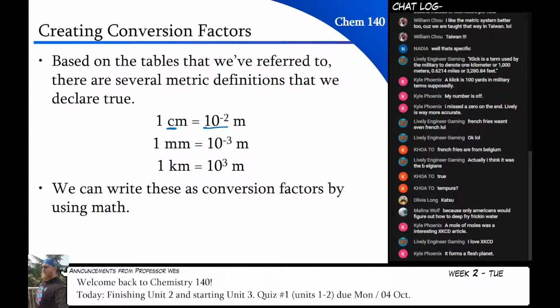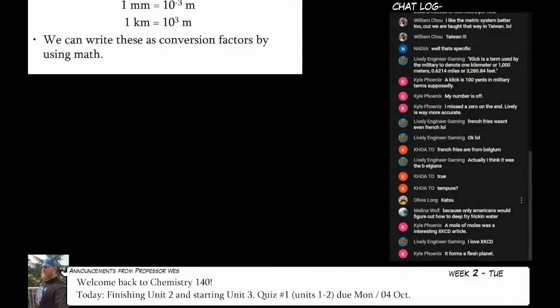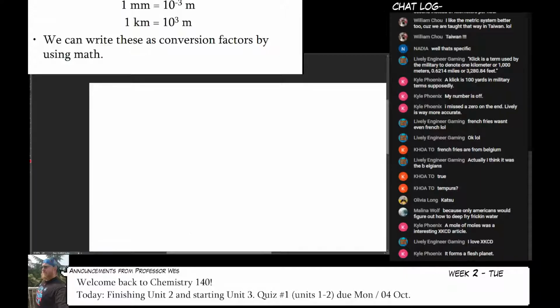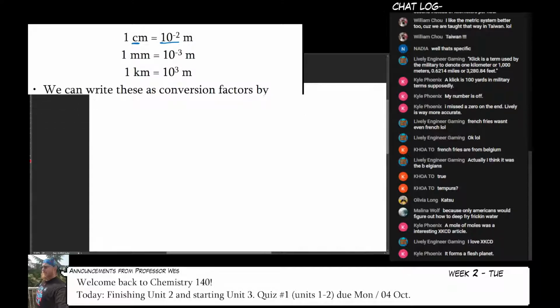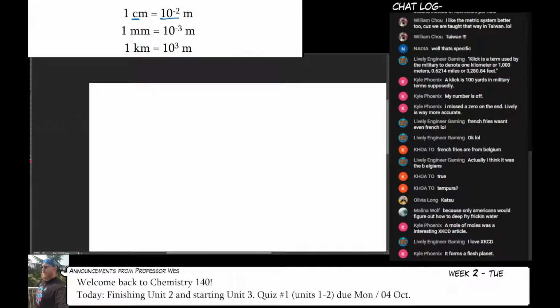Now, what we're going to do is use these in a special way. In order to do that, I first have to do a little bit of algebra here. So we're going to take the top equation there. 1 centimeter equals 10 to the minus 2 meters. And what I'm going to do is divide both sides by the same thing.